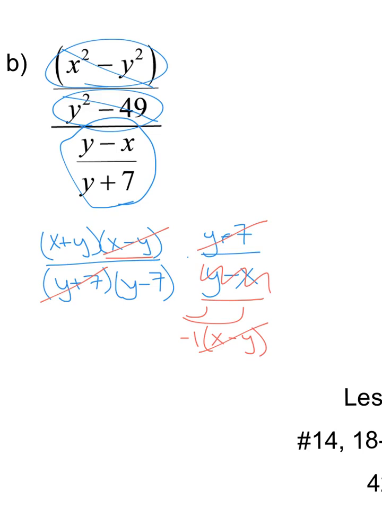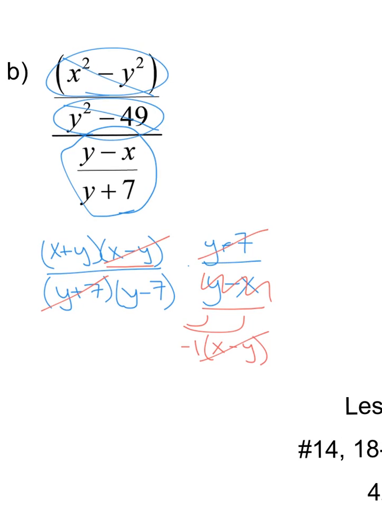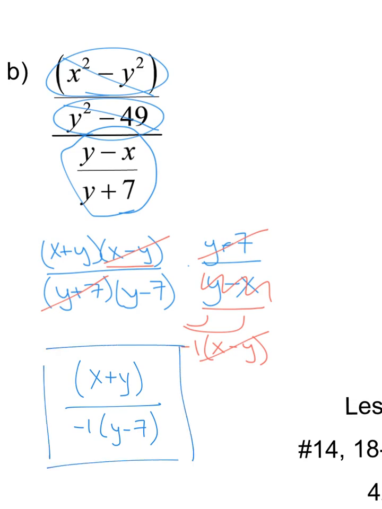So my final answer in this case, we wind up with x plus y on top, and then on the bottom we have a negative 1 and y minus 7. Okay? So complex fractions look pretty complex, but to be honest, they are just the exact same thing as division. Flip the bottom, multiply, make your life easier. Okay? So that's today. A lot of factoring, a lot of simplifying, multiplying and dividing should be pretty straightforward.